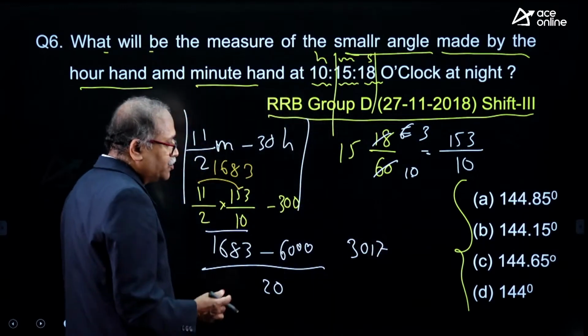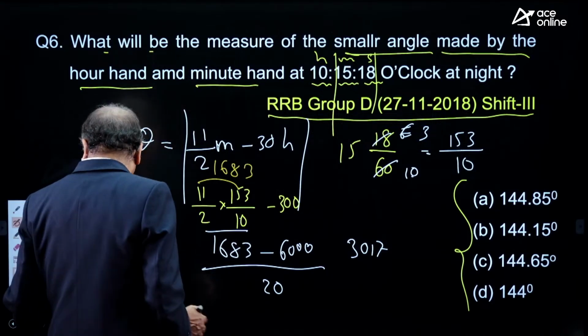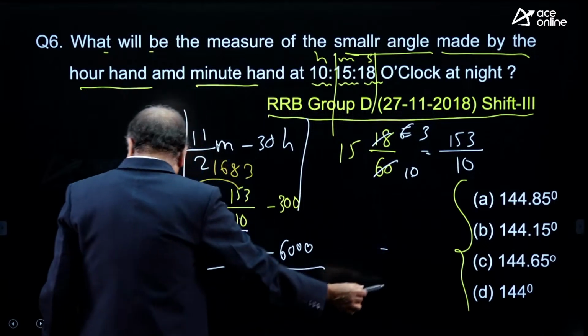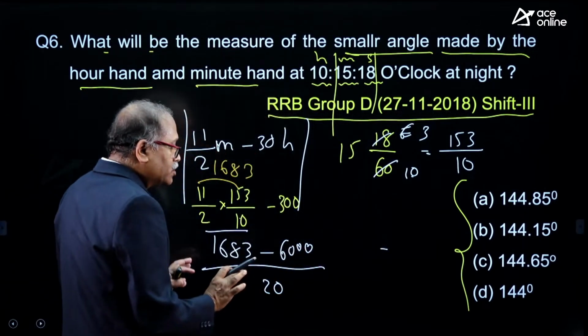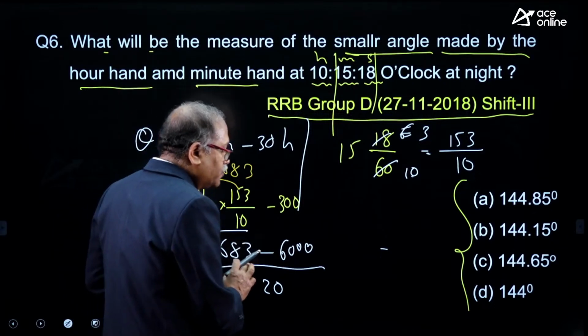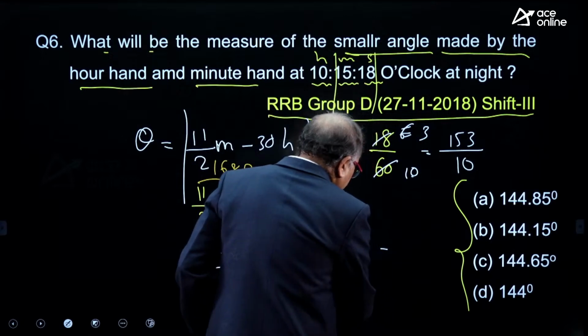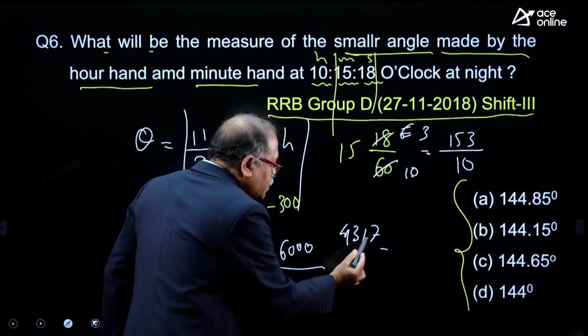3017. 4317, I think I am getting here. Is it? There is a small error. Okay, anyhow I could not concentrate on this. So look at this one. I think it is 4317, and divided by 20, the decimal comes over here.